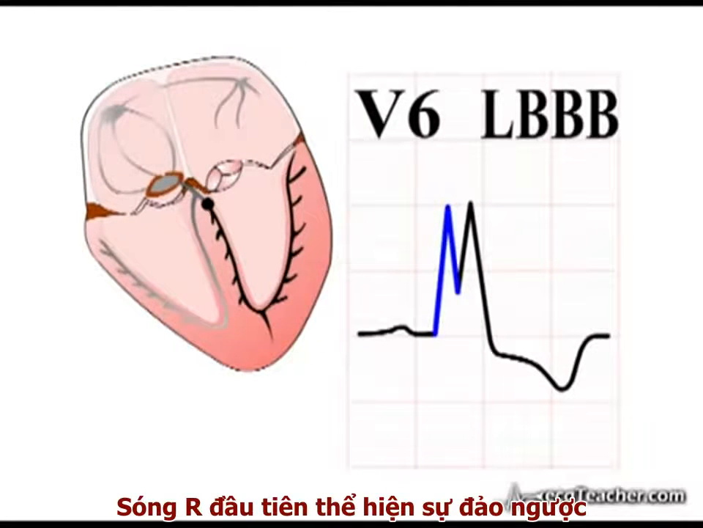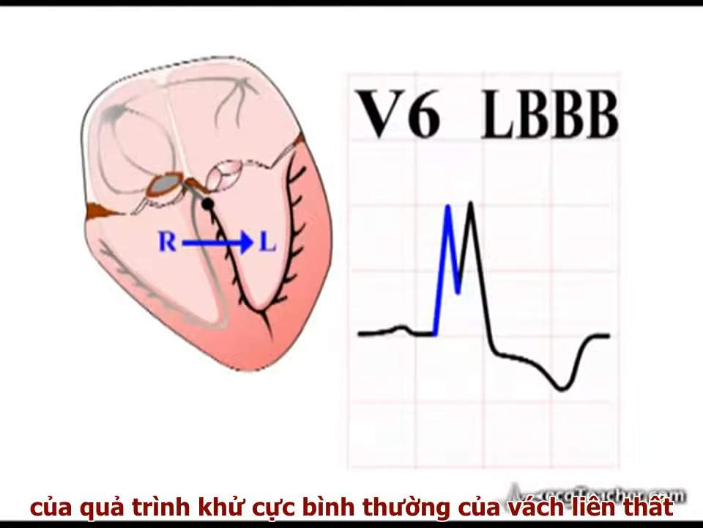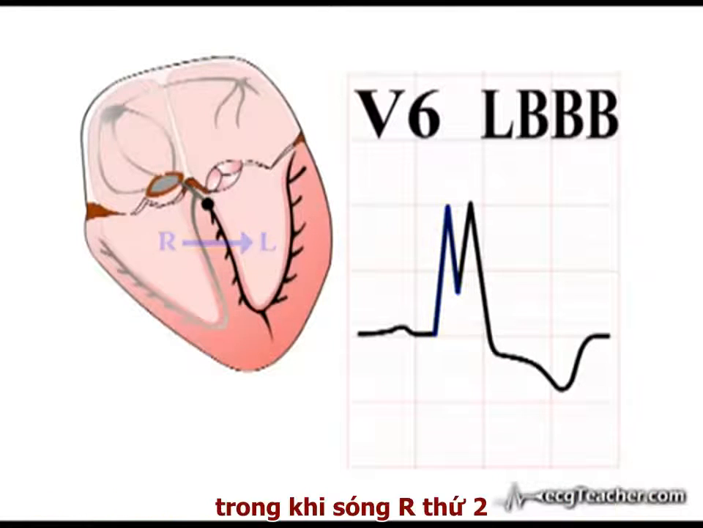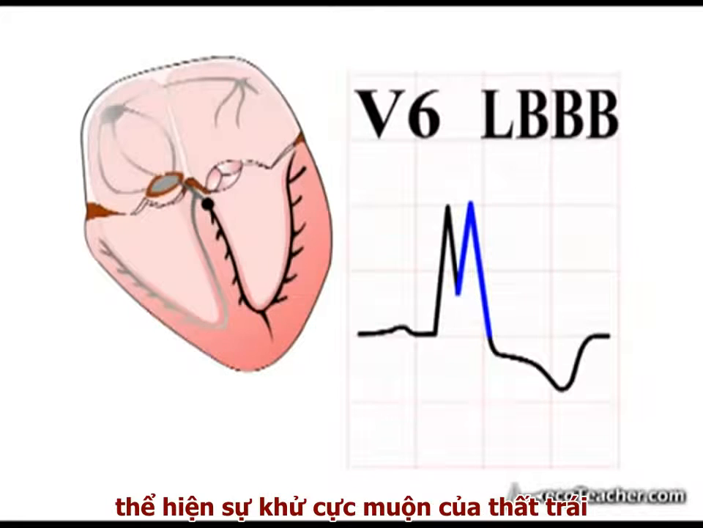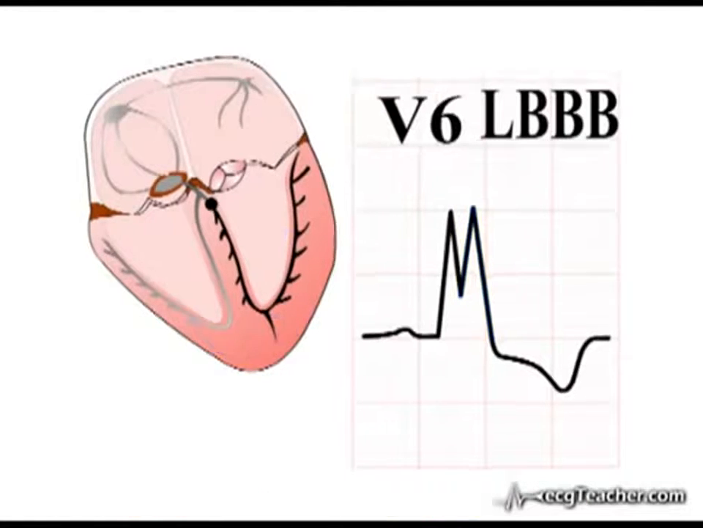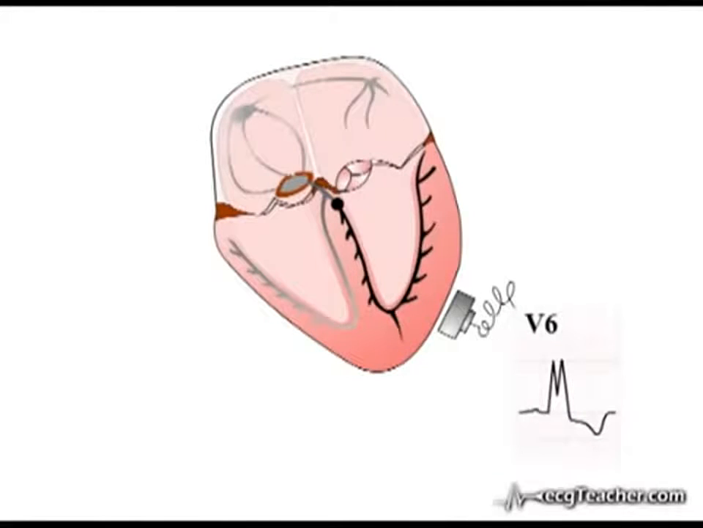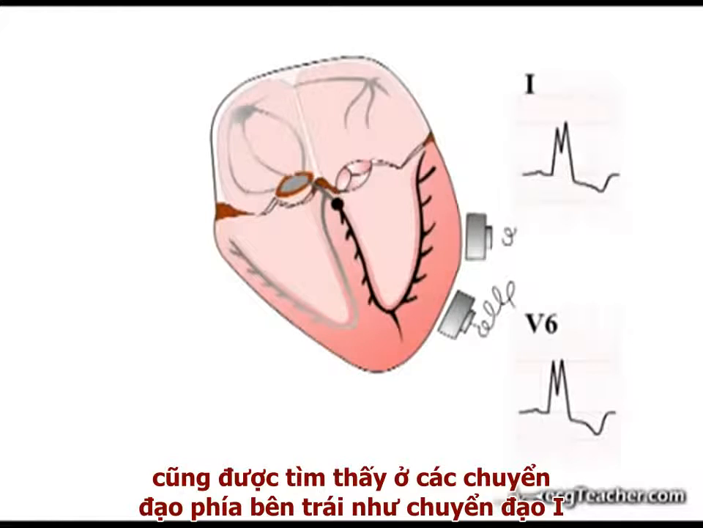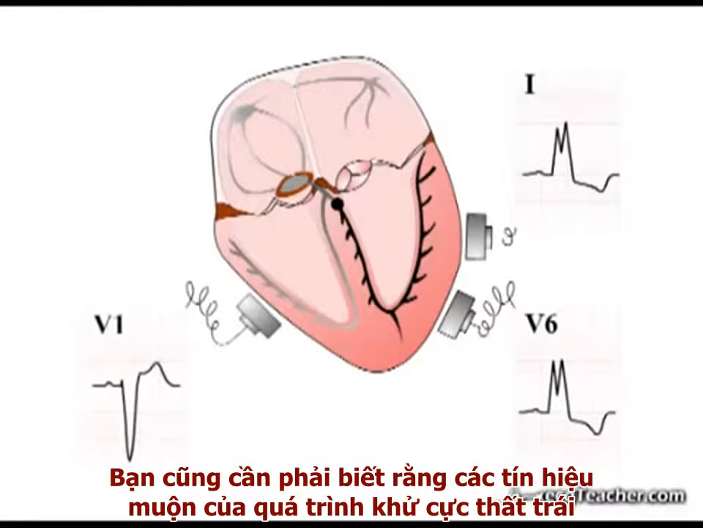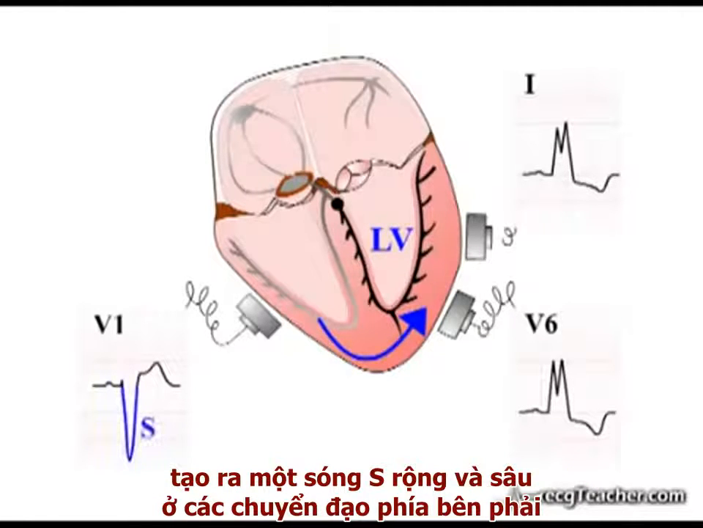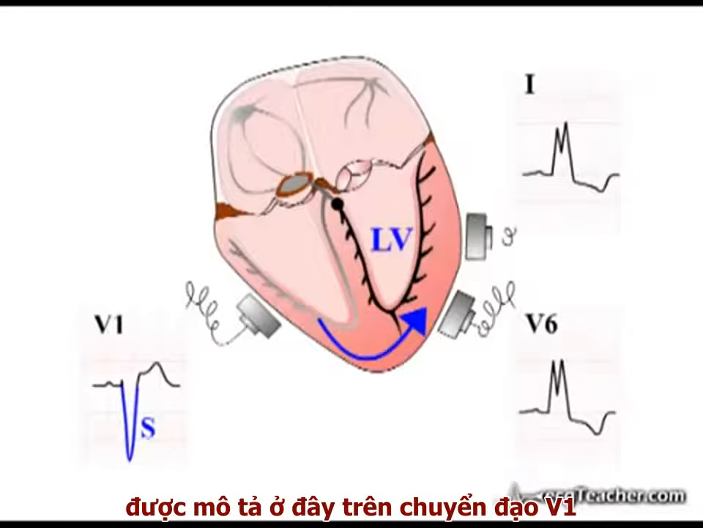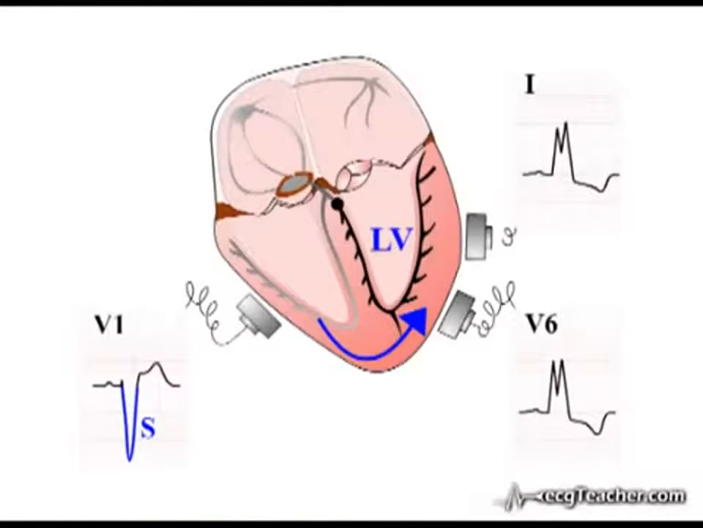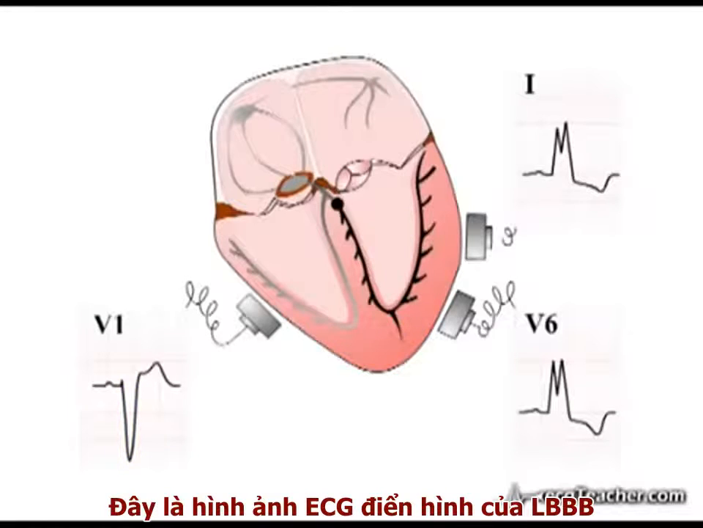The initial R wave reflects reversal of the normal pattern of depolarization in the septum, while the second R wave reflects delayed left ventricular depolarization. A very similar QRS morphology is produced in the left-sided frontal lead, lead 1. You should note also that the delayed signal from left ventricular depolarization results in deep, wide S waves in the right-sided chest leads, illustrated here in V1. These are the classical ECG findings described in left bundle branch block.